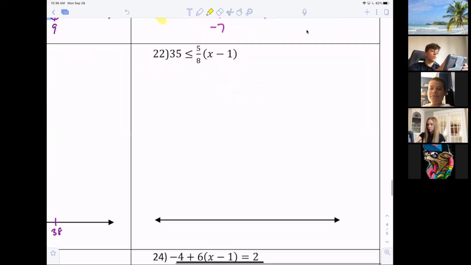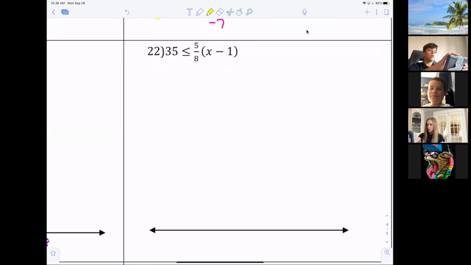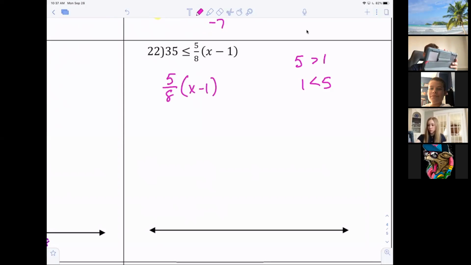I want everybody to take a quick look at 22, please. Does everybody agree I kind of like the numbers on the right side, the variables on the left, correct? So I want to show everybody something real quick. Does everybody agree 5 is greater than 1? If I rewrite it as 1 and 5, what's true about 1? 1 is less than 5. So if I just want to switch things, do I have to switch the sign also? Yes. So I'm going to go ahead and write this 5/8 parentheses x minus 1 greater than or equal to 35. I just like it like that better.